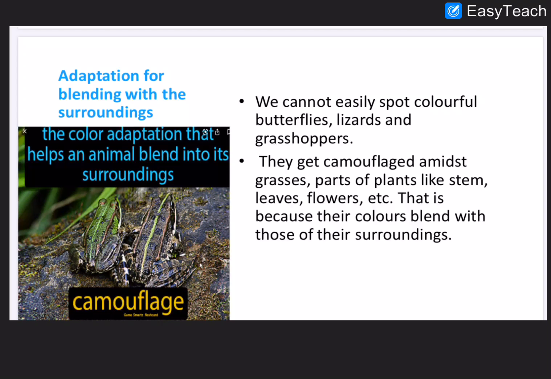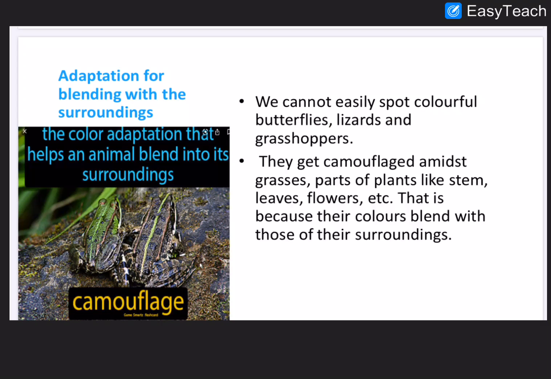You can see how the skin of a frog looks similar to that of its surrounding in which they sit. You can see this is a frog, but it is difficult to identify the frog as it looks similar to its surrounding in which they sit. So that type of color adaptation, the change in its color to be similar to its surrounding, is called camouflage.